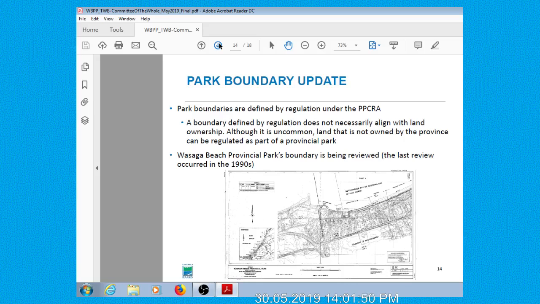So as I mentioned earlier, park boundaries are regulated under the PPCRA. This is a descriptive map that's filed according to that regulation, and it describes the park boundary and where the PPCRA applies. So this is a bit of a strange thing, but it doesn't necessarily align with land ownership. Which adds to the complexity, particularly in a place like this where land ownership and acquisition has been interesting over the last couple of decades. The last review was in the 1990s. We know it needs to be updated, and that's the process we're working towards.